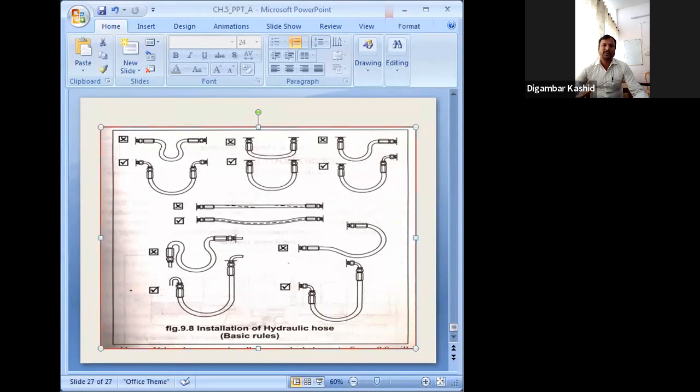Then this, you can see, if you want to connect straight, then this is correct. The second one is wrong. This is correct. You can see, just observe how one can connect the elements using these transferring pipelines. Okay, and this is a flexible one.